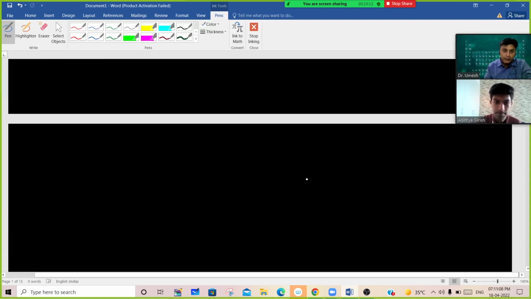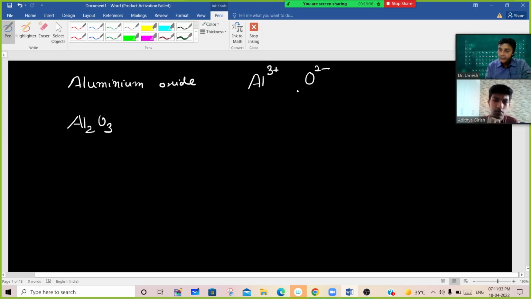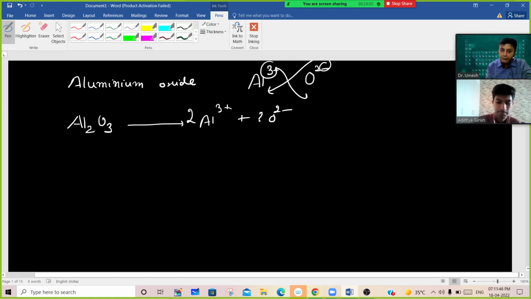Now, if I have aluminium oxide, can you tell me the formula of aluminium oxide? Al2O3. I tell you how. Aluminium has a 3 positive ion and oxide has a 2 negative ion, right? They just interchange. So in the molten state, they will dissociate into these ions, 2 and 3.